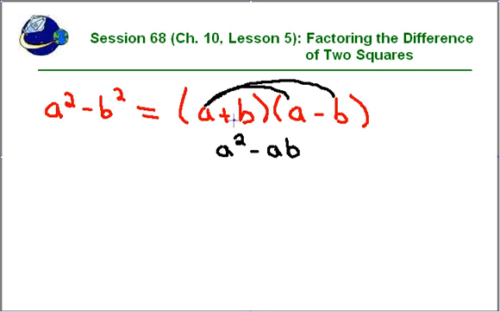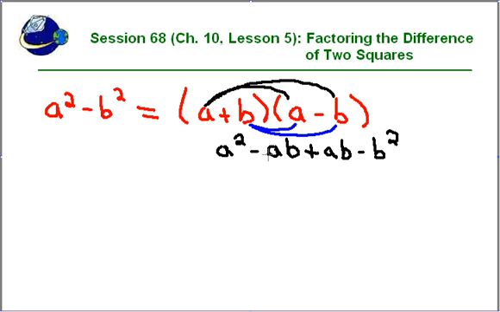Now we're going to take both terms multiplied by our first. We're now going to take our second term b and multiply it by our first one there, and then also times our second one. What is b times a? It's a plus ab. And then b times a minus b is a minus b squared.